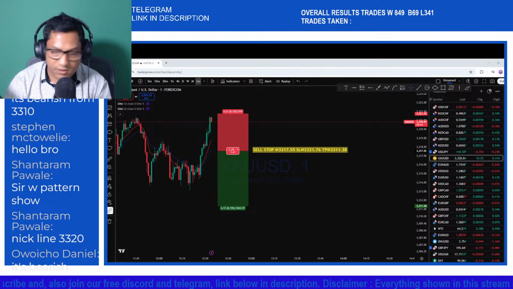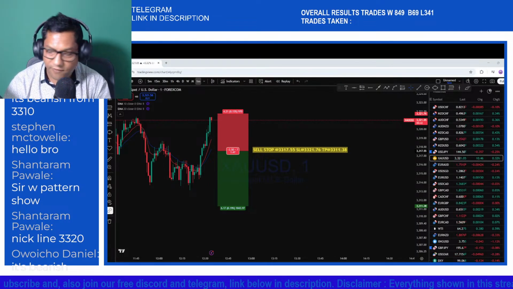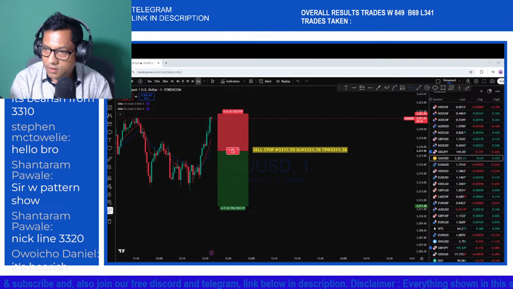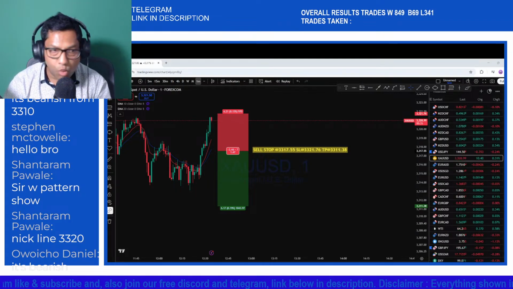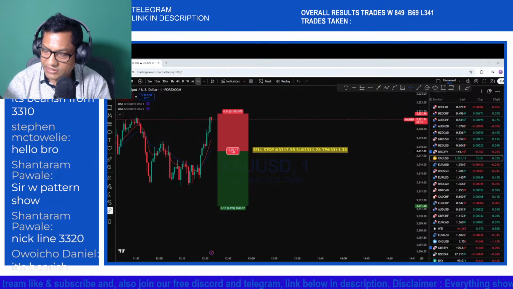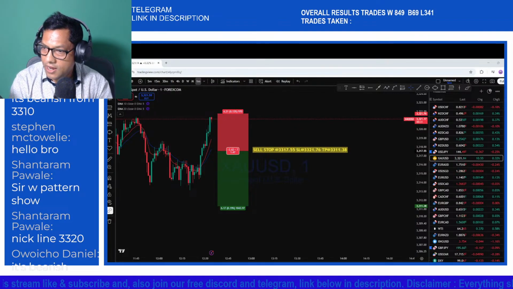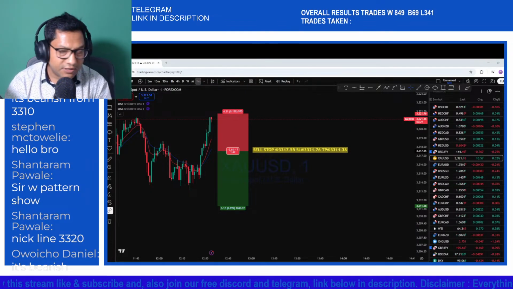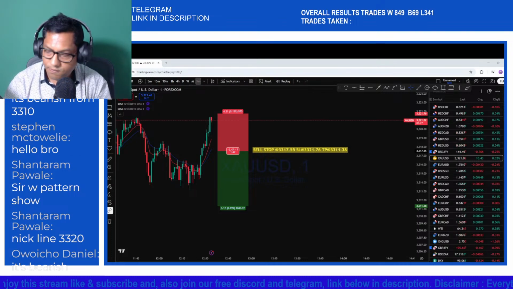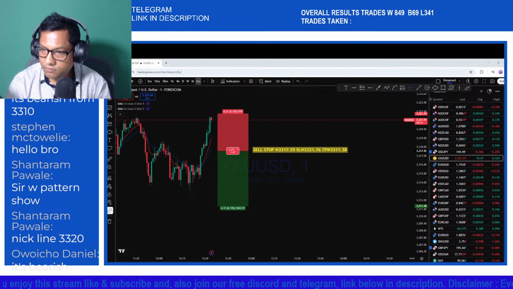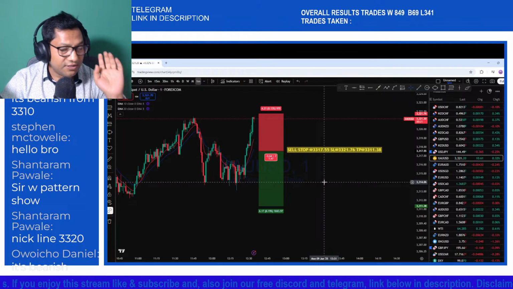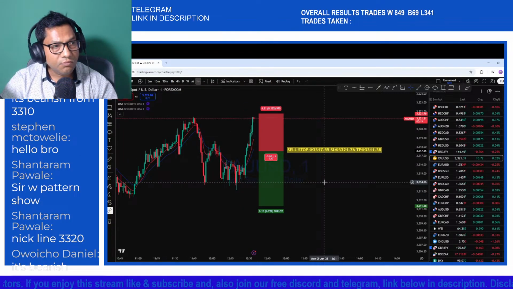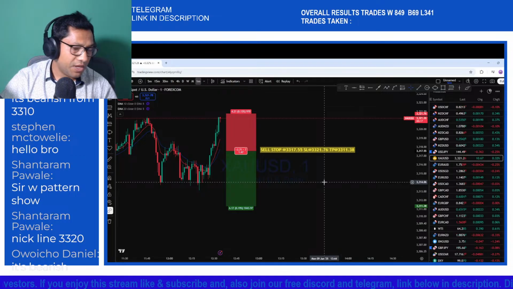Sell stop at 3317.55, stop loss at 3321.76, and TP target setting at 3311.38. Now with that sell stop, we'll be holding it until the market breaks or shows any different direction.